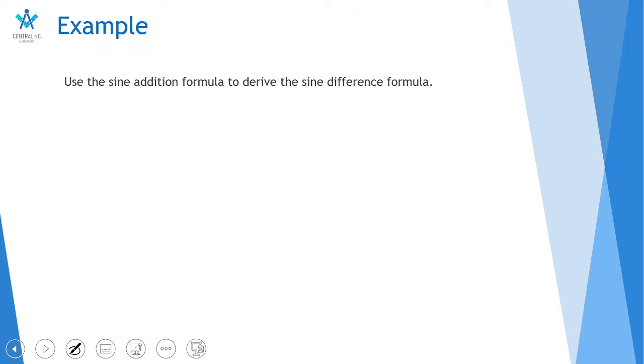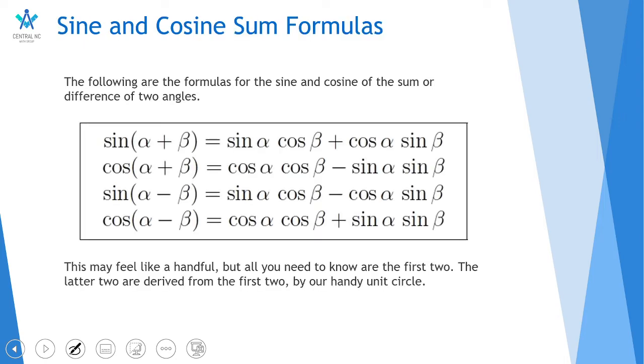Our example says use the sine addition formula to derive the sine difference formula. Well, what is our sine addition formula? It is this. Sine of alpha plus beta is equal to sine alpha times cosine beta plus cosine alpha times sine beta. What we're going to do here is essentially, instead of beta, plug in negative beta, so we can get something that looks like that, and then hopefully we'll achieve something like that.